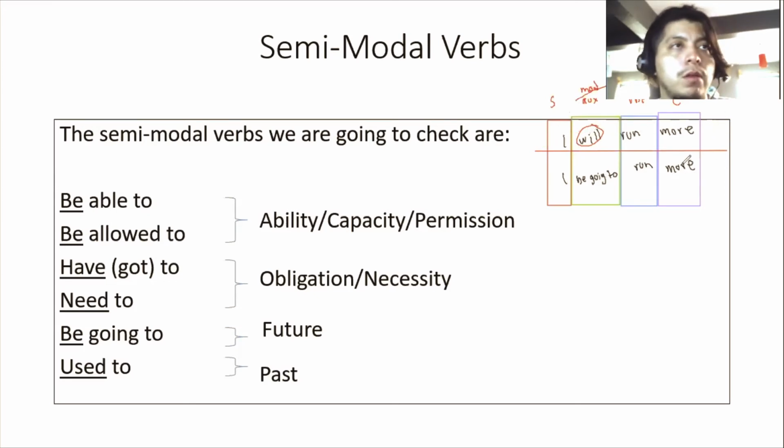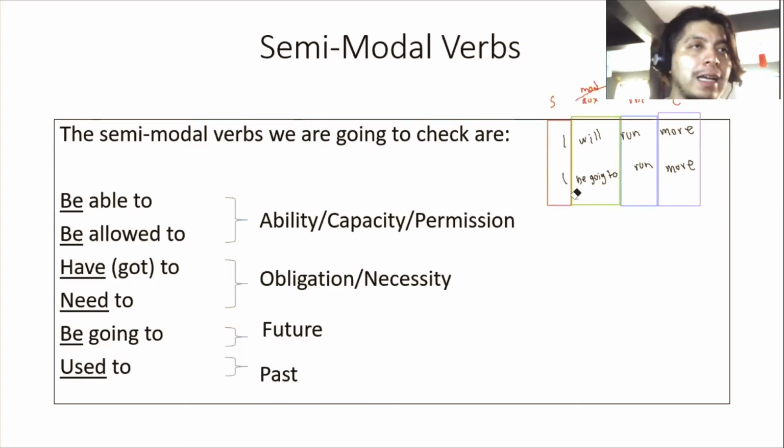Yeah, very simple. This one is a little bit more difficult because this part, the verb to be, is super important because it has to be conjugated. I know that I am speaking about the future, but technically this semi-modal verb is in the present continuous. So you need to use the verb to be in the present. In the case of I, I am going to run more.